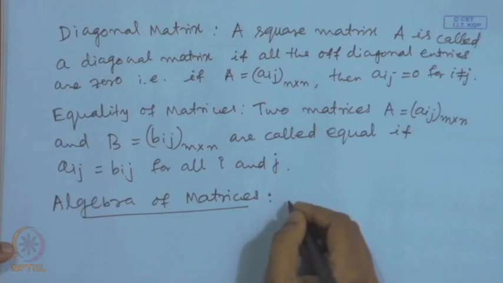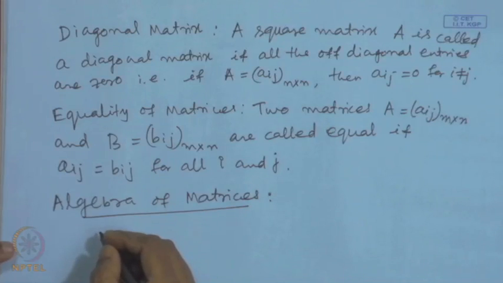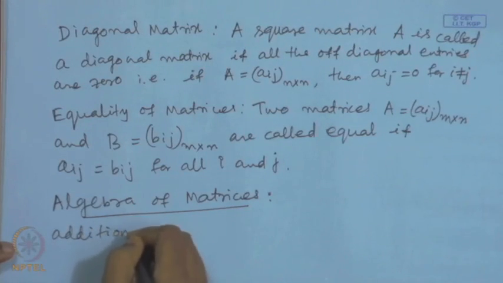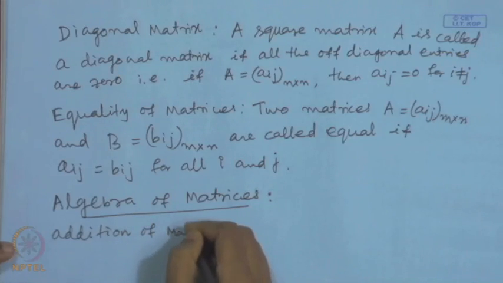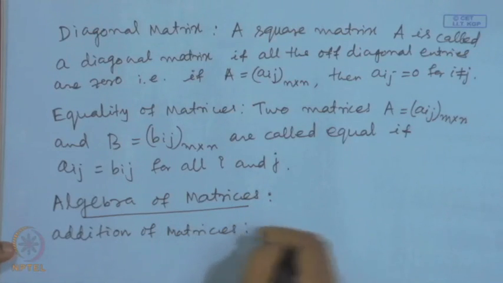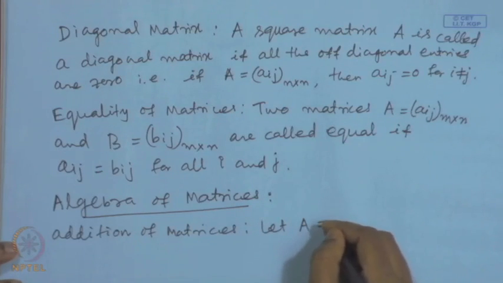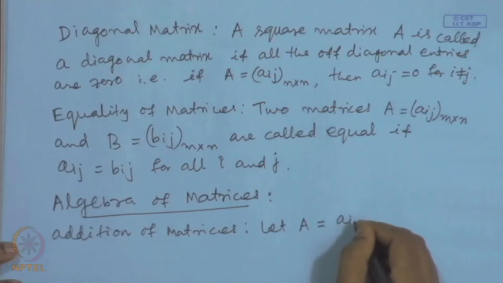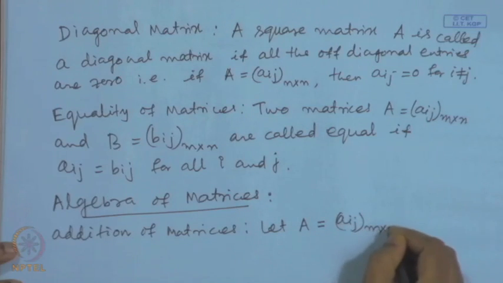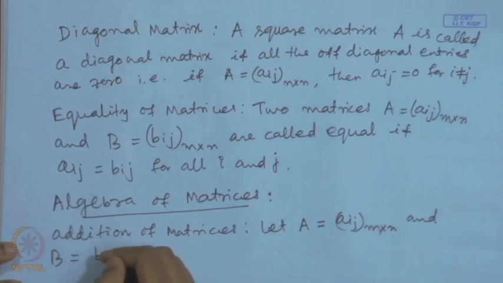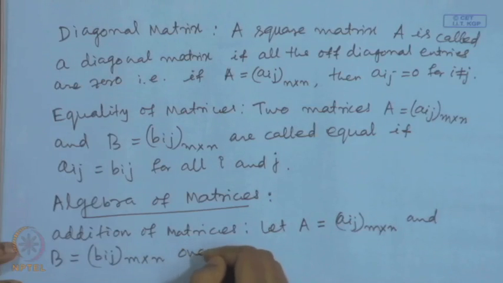So, first we shall see addition of matrices. Suppose we are having two matrices A and B of same size, A be a matrix of size m by n and B be a matrix of same size m by n over the same field F.